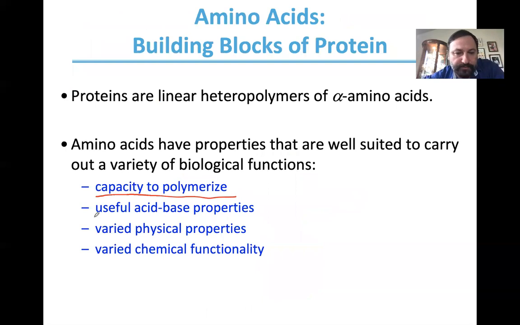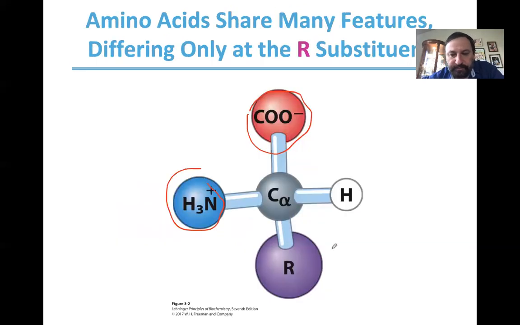All right, useful acid-base properties. Varied physical properties. The physical properties will come from this group R. What is this group R? Depending on what this group R is, it will endow our amino acid with specific physical properties, right? The group R can be large, can be small, can be charged, can be neutral, polar, nonpolar, and that will change the properties of the resulting amino acid and thus the peptide.